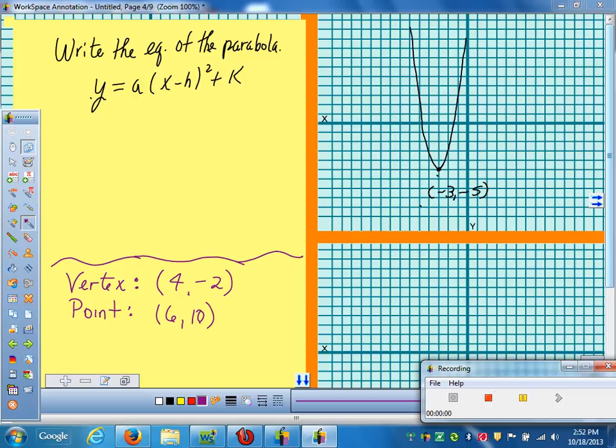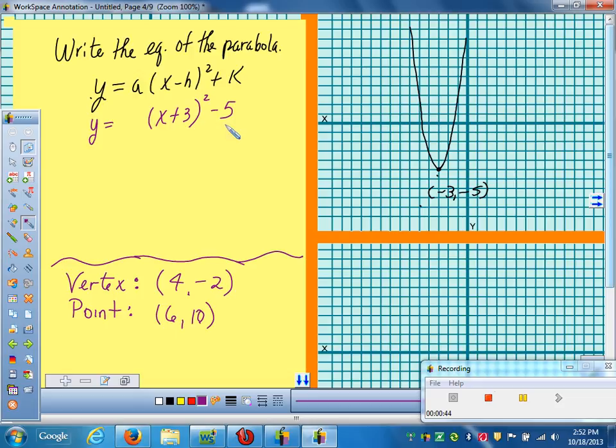And so if you know the vertex is at negative 3, negative 5, which numbers can you fill in here? So if it went left 3, what was in the parentheses? It was the opposite sign, so that would have been x plus 3. And it went down 5, and that stays the same, so it would be minus 5. Now the tricky part is figuring out A.